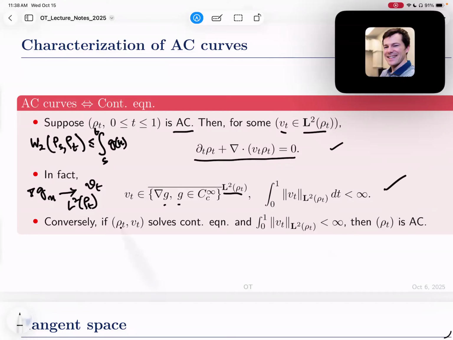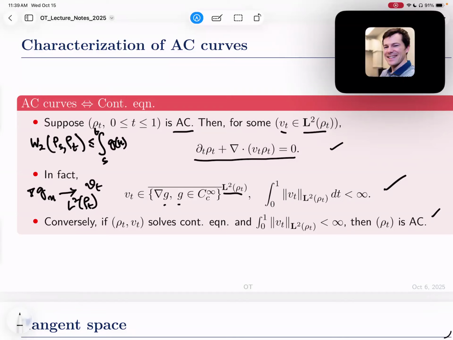Conversely, if I have a solution of the continuity equation, rho t, Vt solves the continuity equation, and the integral of the L2 norm of Vt from 0 to 1 is finite, then rho t is absolutely continuous. So this is a complete characterization of absolute continuity via this family of partial differential equations, which are well understood, which are called continuity equations.